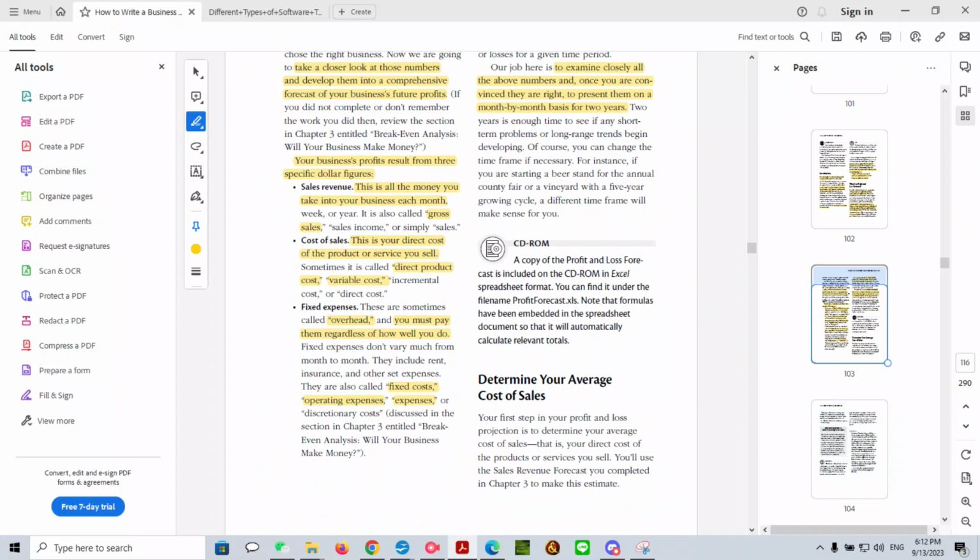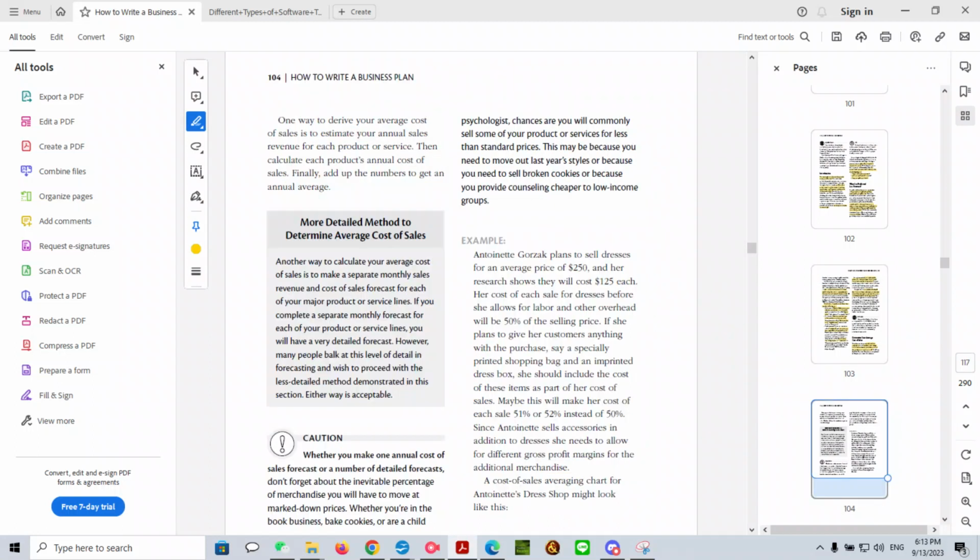Now, here's what we want to do. We want to determine your average cost of sales. The first step in your profit and loss projection is to determine your average cost of sales. That is the direct cost of products and services you sell. What is the cost of sourcing it? What is the cost of using it? That's everything from acquiring the items that you need, and also any other services used with the item. Just like in a restaurant, you have equipment to cook the food, and then you have the food itself.